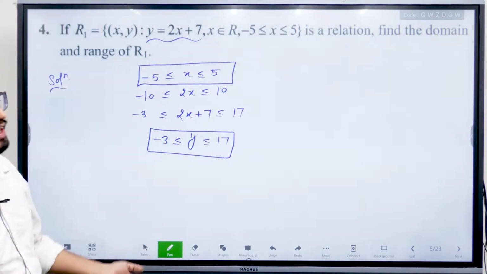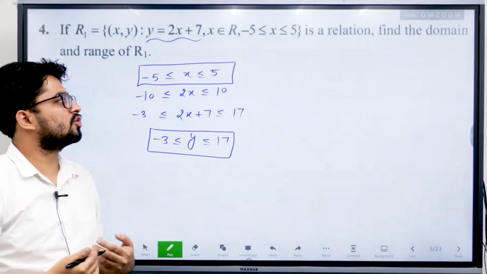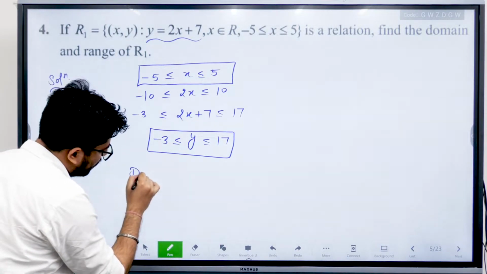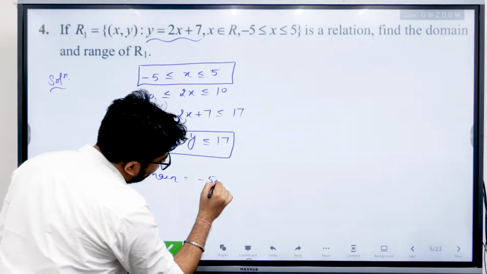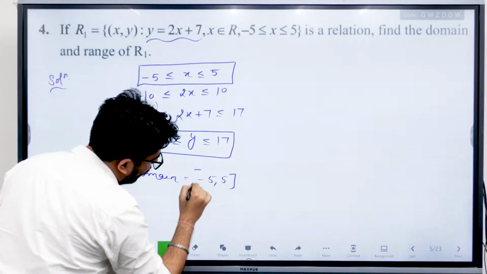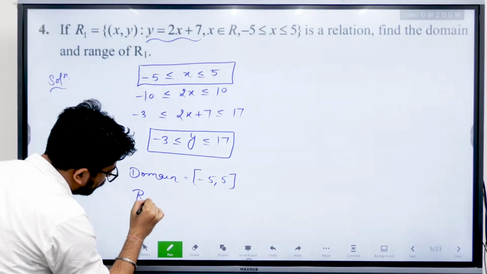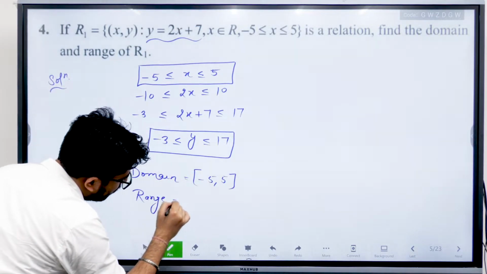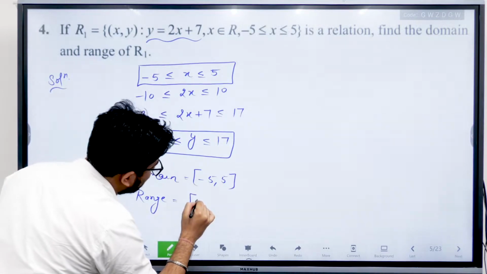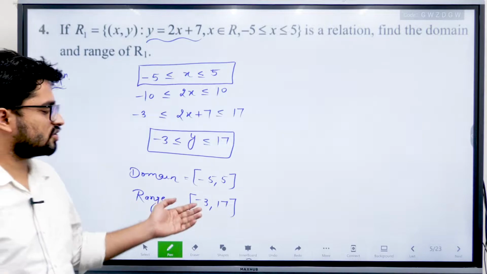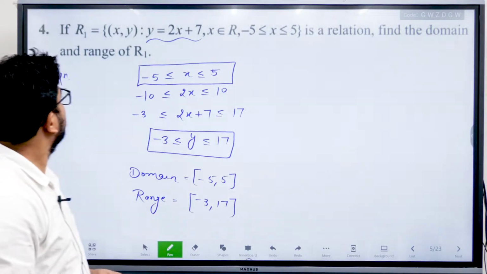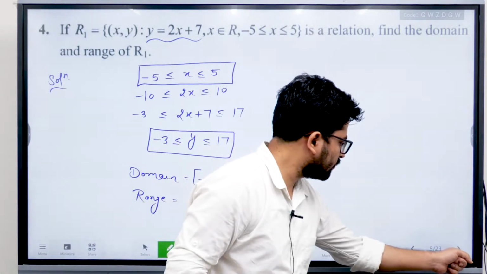So all the possible values of x are known as the domain. So you can say the domain is -5 to 5, closed interval. Okay, and the range is -3 to 17, closed interval. So this is your final answer. Okay, now let's move to the next one.